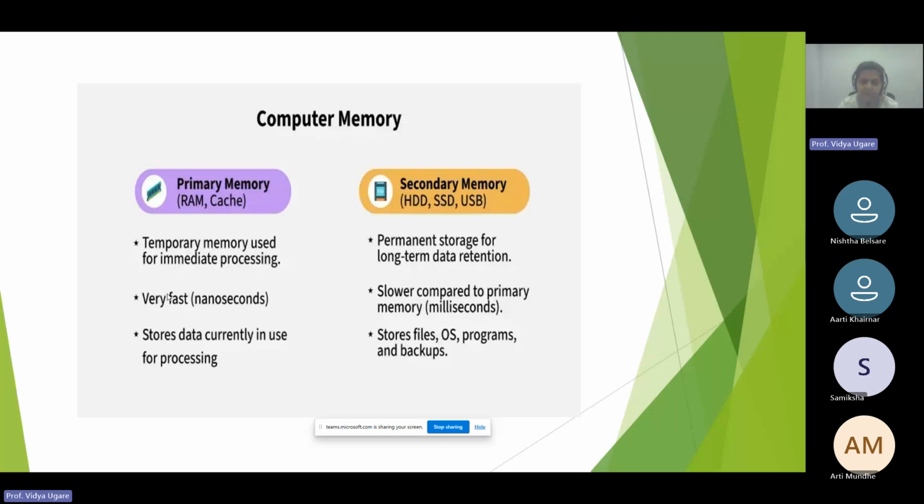Why? Because when it starts, it will boot. Boot means it will load the files of your operating system, which is a mandatory software. It doesn't find anything because the operating system is saved in the hard disk drive. Where it does not find any loading files of the OS, how will your computer start? So in short, primary memory and secondary memory are both mandatory for your computer. Both are equally compulsory.